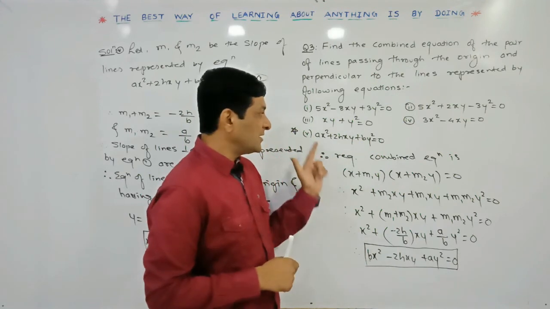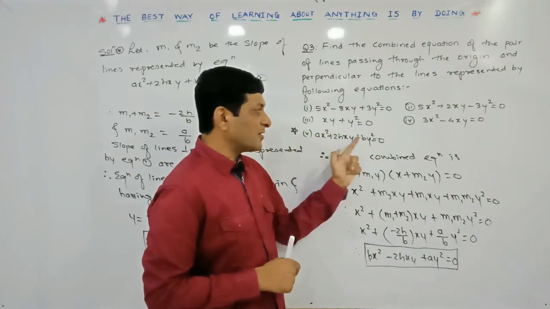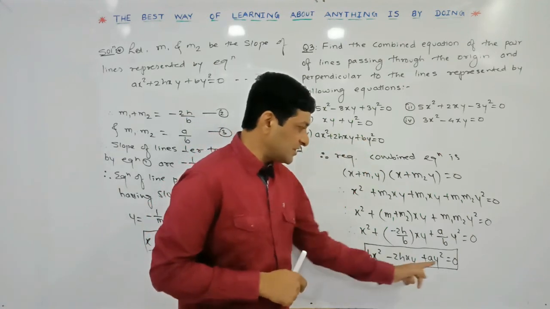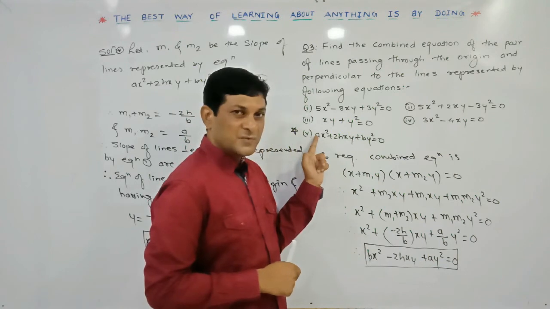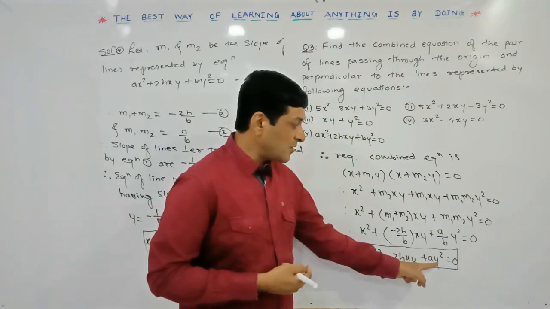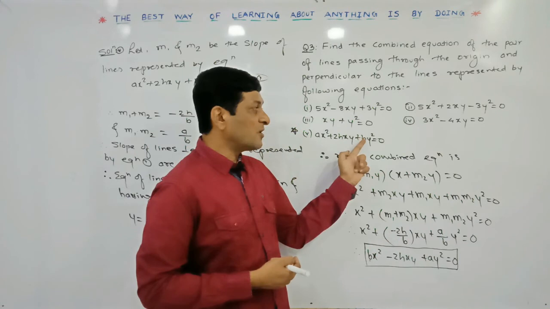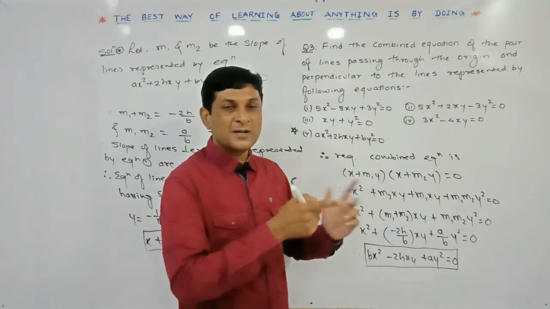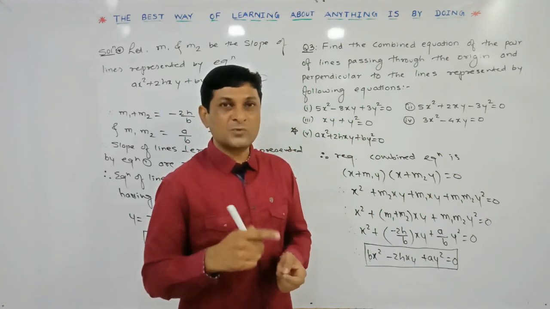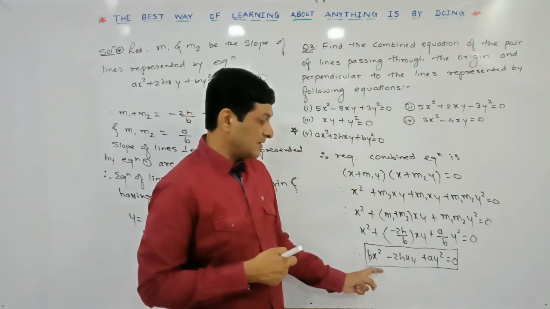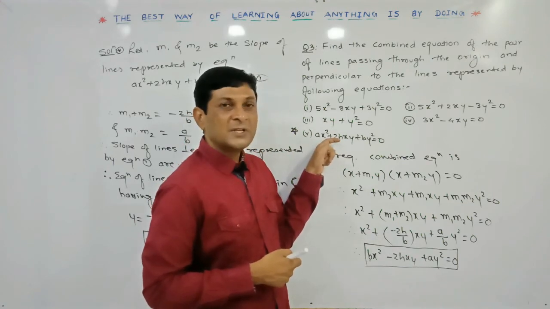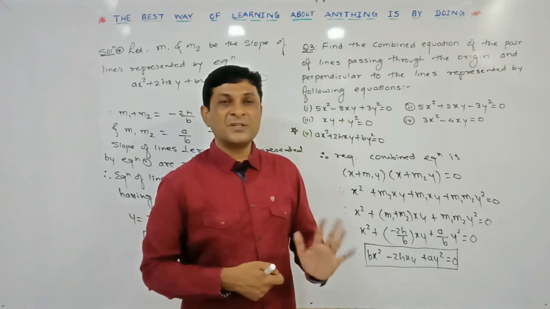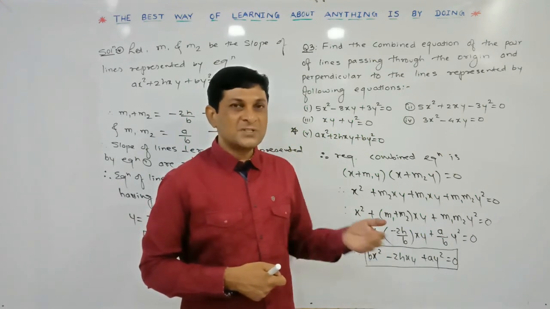What can we observe here? What is the coefficient of x square? a, and the coefficient of y square is what? b. Check whether these coefficients are interchanged. Yes. Here the coefficient of x square is a, and here the coefficient of y square is a; here the coefficient of y square is b, and here the coefficient of x square is b. It means the coefficients of x square and y square get interchanged. And the middle term gets changed by what sign? Here plus is there, so here we will get minus.